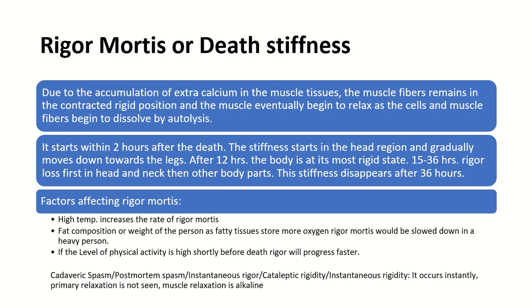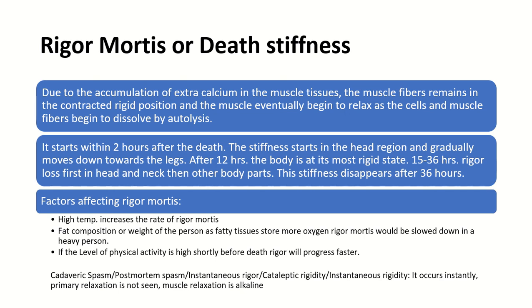Glove and stocking pattern of lividity is observed in drowning cases. Another one is rigor mortis or death stiffness. This is caused due to accumulation of extra calcium in the muscle tissues. First, the muscle fibers remain contracted, then they begin to relax, and after that, the muscle fibers begin to dissolve by autolysis.